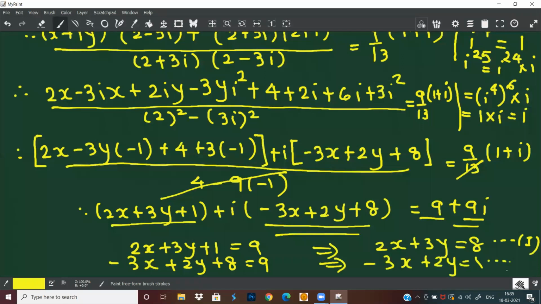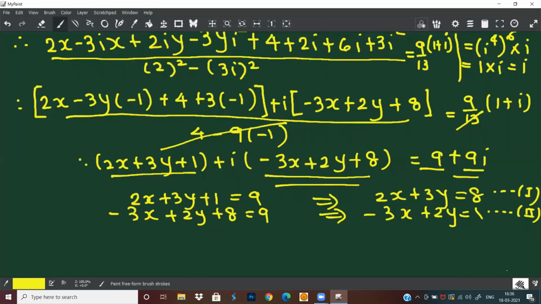Now everybody knows how to solve equations simultaneously. If you multiply equation 1 by 3 and equation 2 by 2, the 6x and minus 6x will cancel. So 9 plus 4, 13y is equal to 26. That will give you the value of y as 2. Then you substitute: 3 twos are 6, plus 1, 7, taken to that side. So 9 minus 7, 2x is 2, and you will get the value of x as 1.